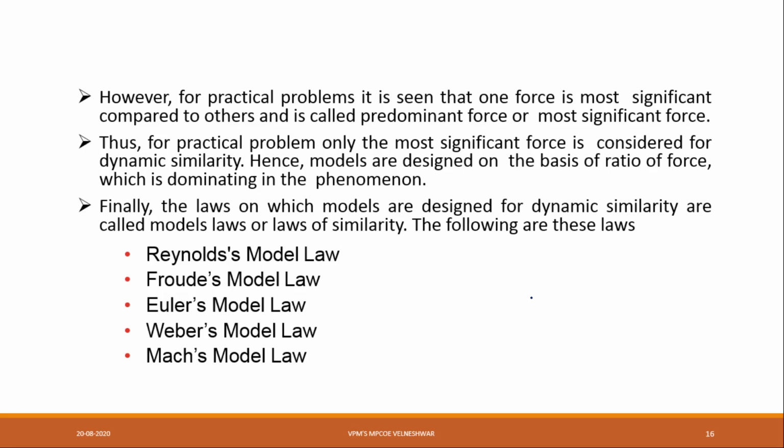Finally, the laws on which models are designed for dynamic similarity are called model laws or laws of model. Here we have different laws: Reynolds model law, Froude's model law, Euler's model law, Weber's model law, and Mach's model law. Now we have seen only definitions. What is Reynolds model? What is Froude's model? We have seen. Now we have to see one more derivation, and we have to find out the formula. Based on that, numericals will be there. We have to solve that one.